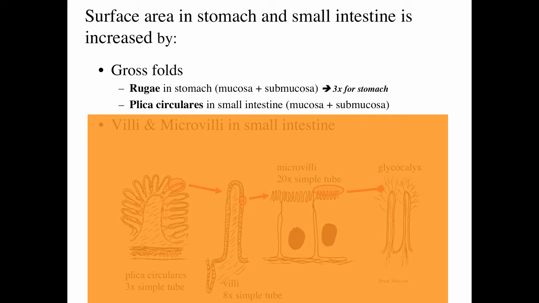Basically, the rugae and the plica will increase the surface area over a simple tube, and in the stomach there's an increase in surface area by something like 3 times as if it was just a simple tube. And these rugae in the stomach and the plica in the small intestine consist of the mucosa and the submucosa.